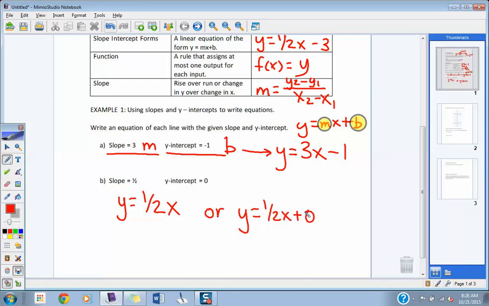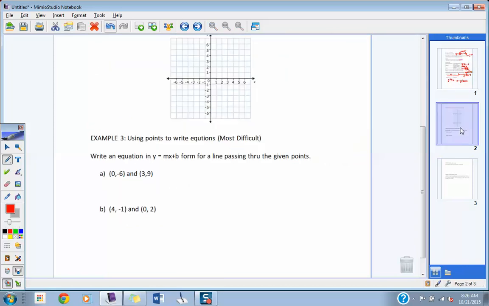So if I give you a slope, I give you an intercept, can you write an equation in slope-intercept form? Yes. I hope so. That might be the most simple thing we've done all year right there. Now again, the idea is that we're going to continue to write equations in slope-intercept form.